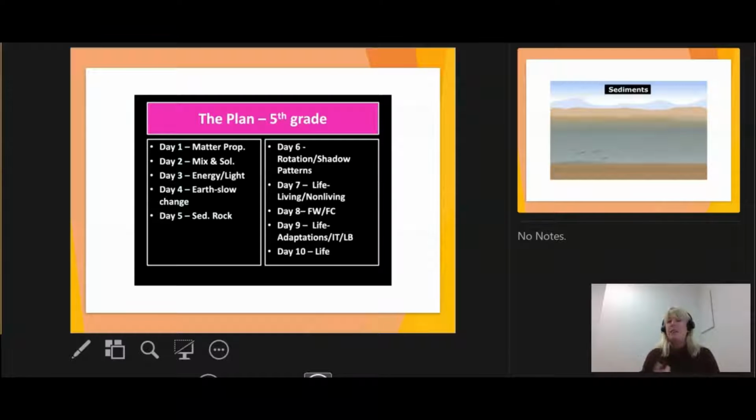Day 10 is kind of a catch-all day for all things life that you need to spend a little bit more time on. So that is a plan suggested for 10 days.